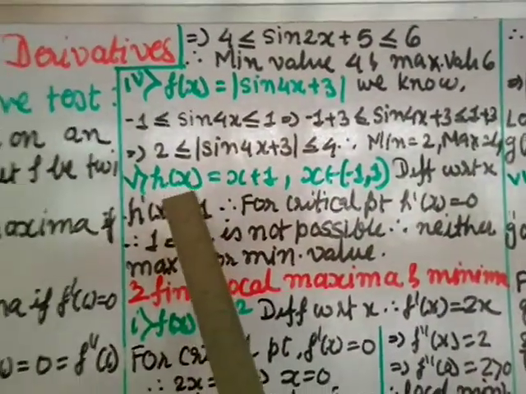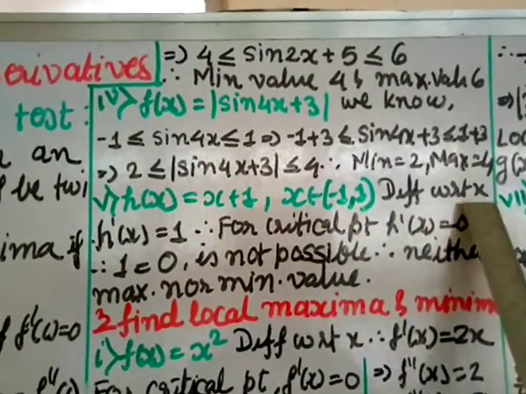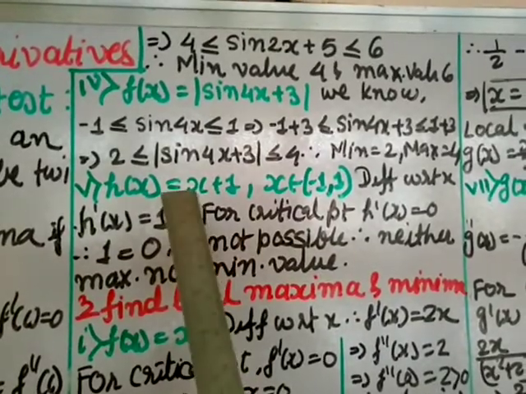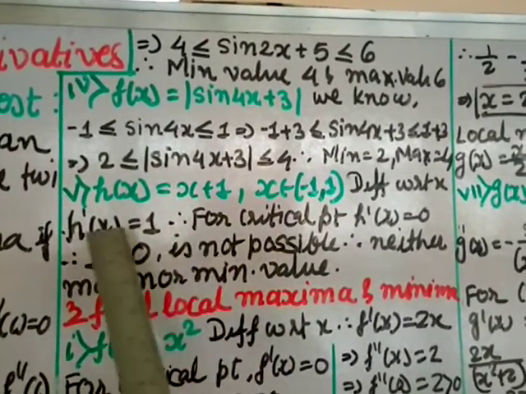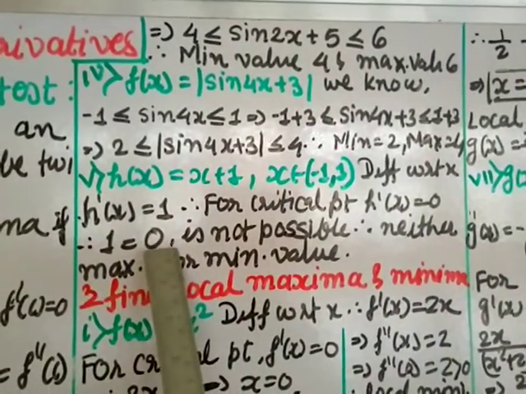Question Roman number 5. h(x) is equal to x plus 1, x belongs to minus 1, 1. Differentiate with respect to x. So you get h dash x is equal to 1. Here what happens, see, x is 1 and this is 0. Now for the critical point I have to equate with 0. But when I equate with 0, 1 equal to 0 is coming, which is not possible.